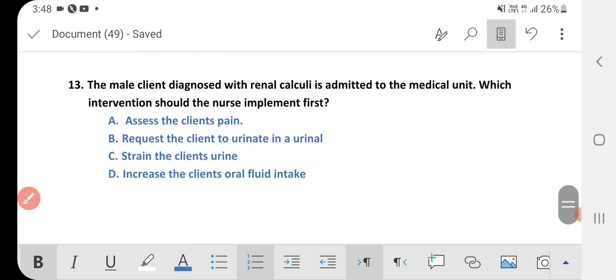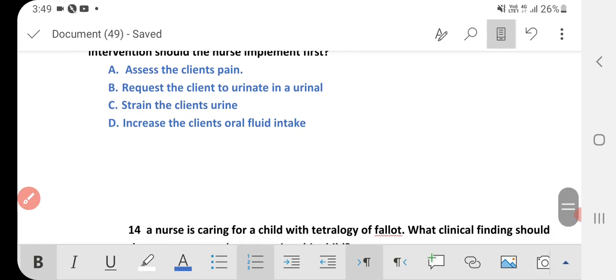Thirteenth, the male client diagnosed with renal calculi is admitted to the medical unit. Which intervention should the nurse implement first? A, assess the client's pain; B, request the client to urinate in a urinal; C, strain the client's urine; D, increase the client's oral fluid intake. So the right answer is to assess the client's pain. The first priority of the nurse is to assess the client's pain. A is the correct option.